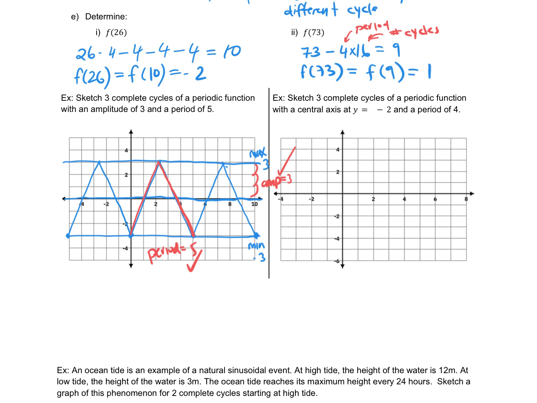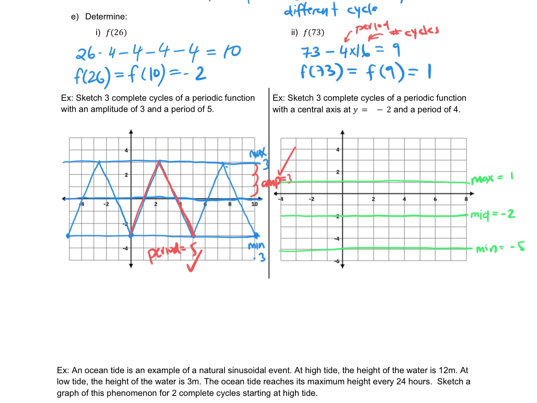All right, next one. Sketch 3 complete cycles of a periodic function with a central axis at y equals -2, so now they're giving us the midline, and a period of 4. So I am going to start off by drawing in that central axis. So here's my midline at -2. Now they didn't give me an amplitude, a max, or a min, so I have some freedom here. I'm just going to make my maximum 3 above and my minimum 3 below. There we go. So my max is going to be 1. My min is going to be -5. I could have done anything as long as I was balancing above and below that midline.